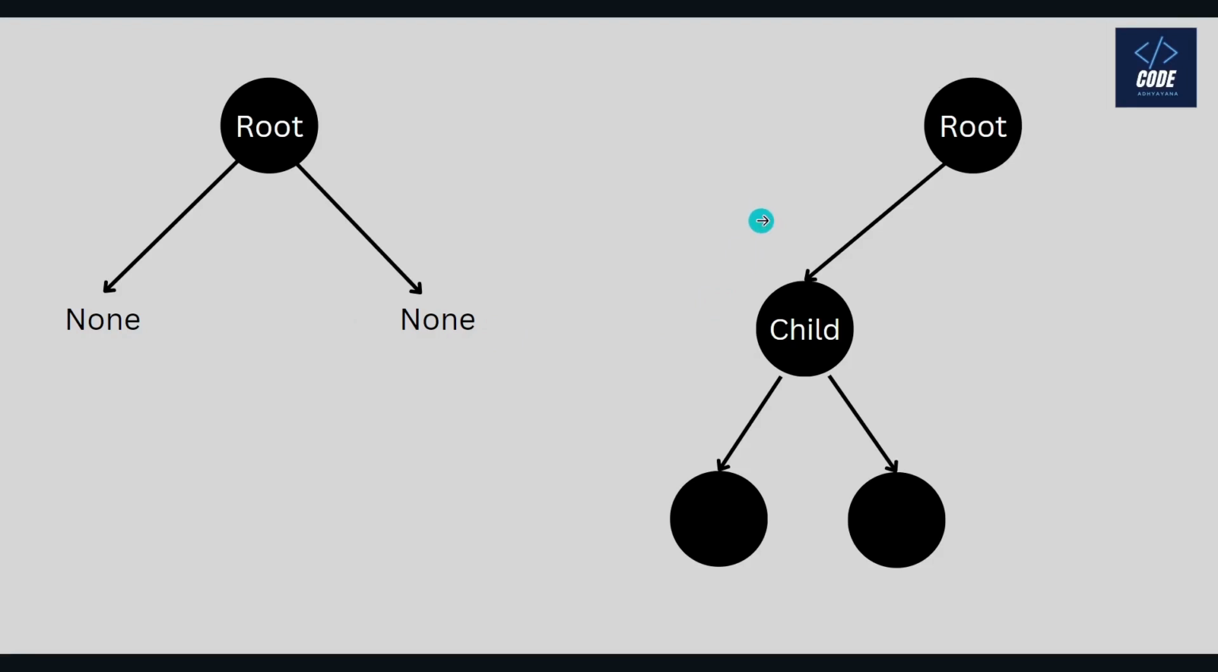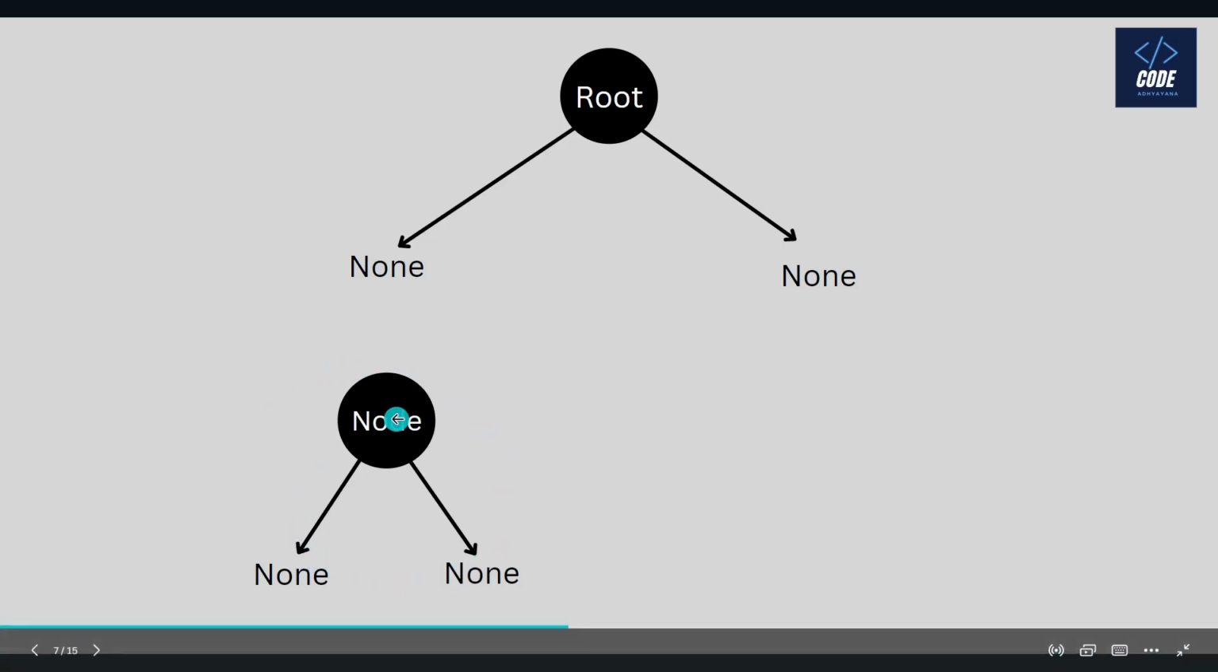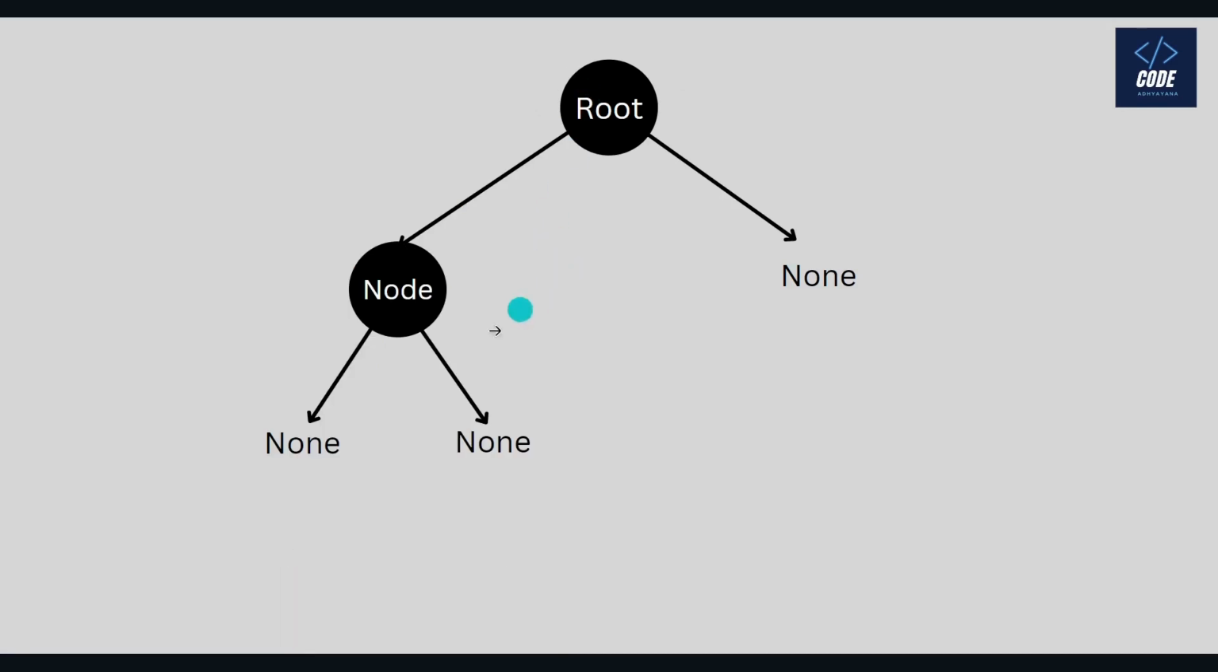Now let's see how we can add a child node. There could be two possible scenarios. One is when the child node is empty, so that we are representing as None. And the second case is when there is already one child node available. In case it is None, it will be very straightforward. We create a new node and we attach it to the root node. And after attachment, it will look something like this.